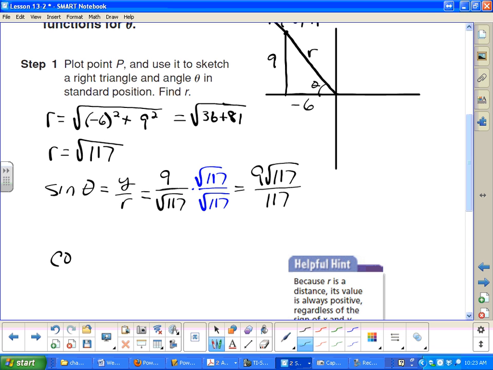Cosine, then, is equal to x over r, which would be negative 6 over the square root of 117. Our value for x is negative 6. So then we would do the same thing there, and we would get negative 6 square roots of 117 over 117.